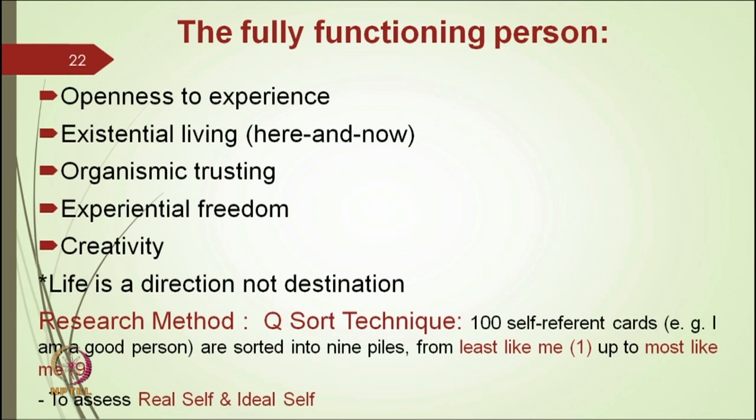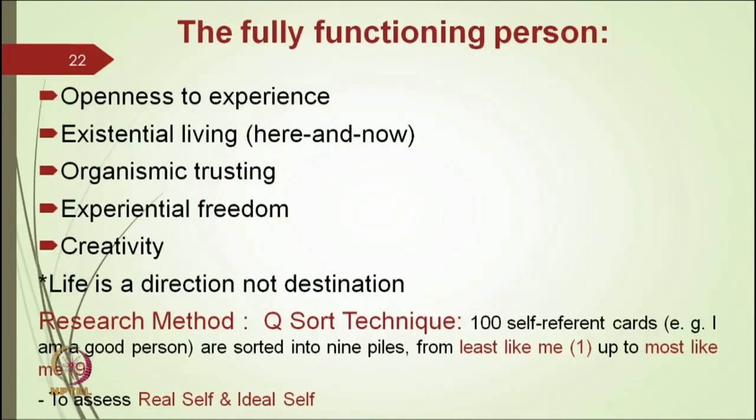In research methods, he used the Q-sort technique. He had about 100 self-referent cards, for example, "I am a good person," and then he had 9 piles. In the 9 piles, the first is least like me, and then various other piles, and at the end, most like me, that is the 9th one. And one has to sort the cards as per his or her responses. So in this case, you could easily identify someone's real self.